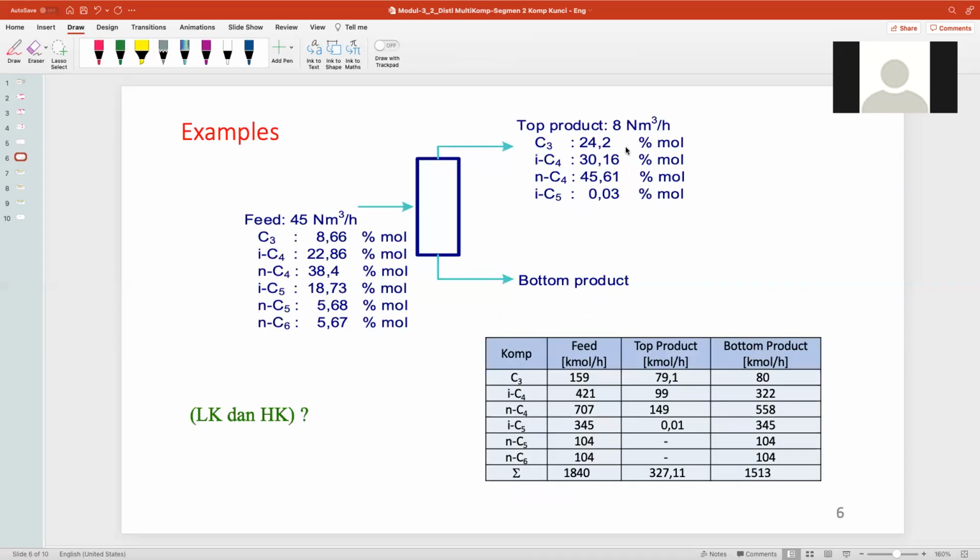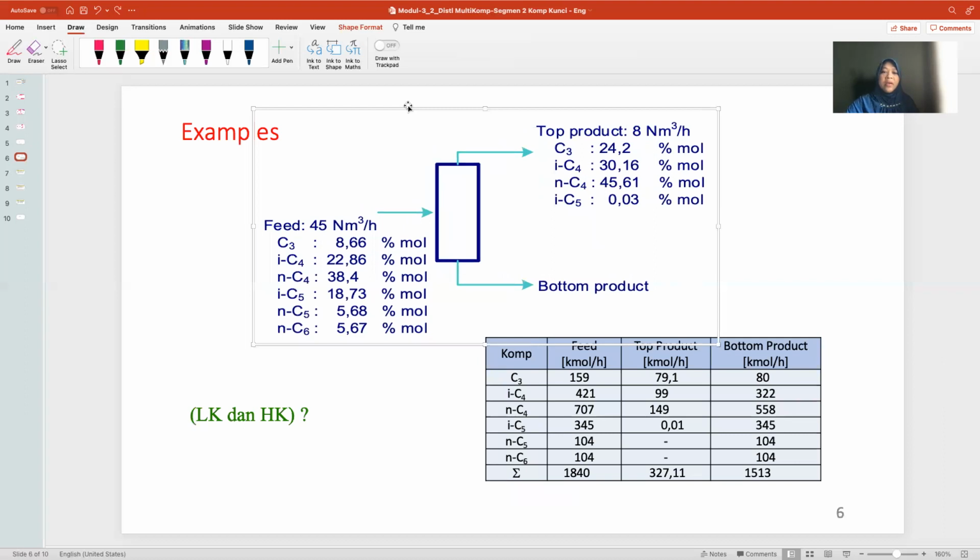This is an example. That's very interesting, this one here. We have a feed, which is 45 normal meter cubed per hour, and these are the components 1, 2, 3, 4, 5, 6, from C3 to nC6, in mole percent. This is the feed. Usually if it starts from weight percent, then we have to change it into mole percent.